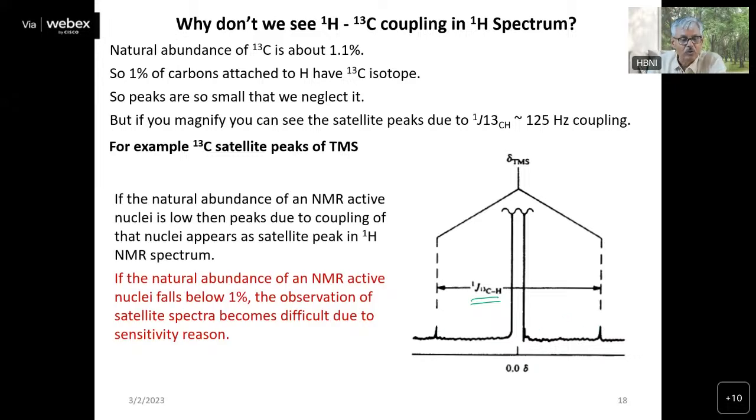So if the natural abundance of an NMR active nucleus is low, the peaks due to coupling of that nucleus appear as satellite peaks in the proton NMR spectrum. And if the abundance falls below 1%, you may not be able to see it.